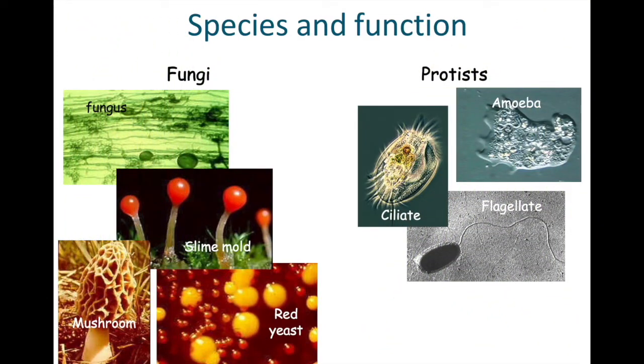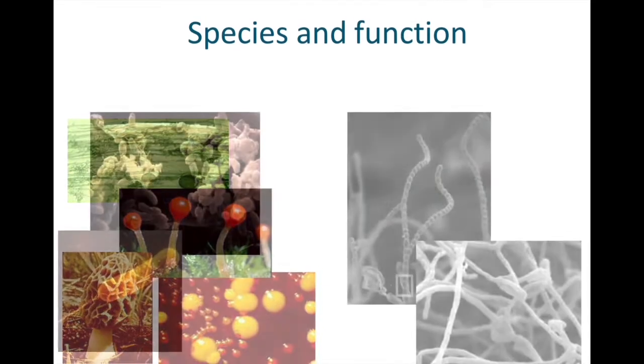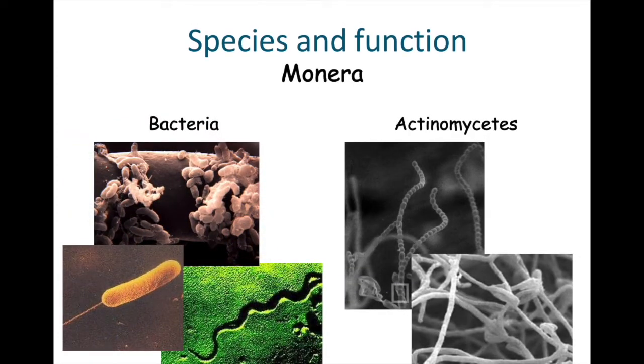Let's move on with the species and functions. You'll see that there are fungi and also protists present in my presentation. There are slime molds, red yeast, mushroom. For the protists, we have amoeba, flagellate, and also the ciliate. The special characteristics of these fungi and protists will be talked about real soon, after a few slides. So just stick around.